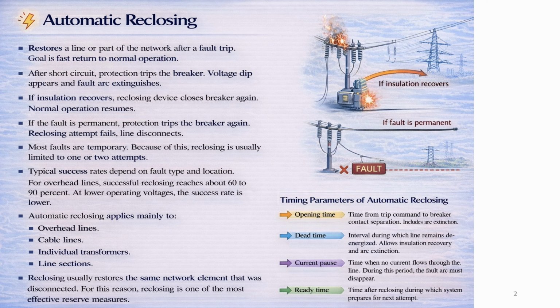Ready time is the time after reclosing during which the system prepares for a possible next attempt. This time ensures the breaker is ready for another trip if the fault persists. If a new fault occurs after the ready time, the reclosing logic allows the next attempt. If the reclosing fails repeatedly, the line disconnects permanently. Automatic reclosing improves system reliability. It reduces outage time and maintains supply continuity.